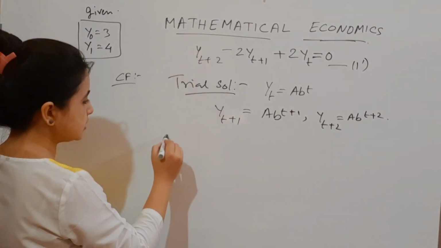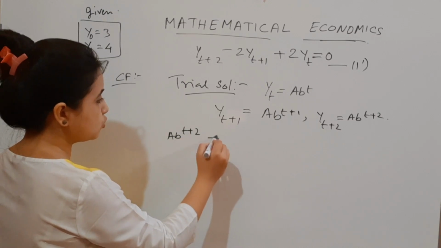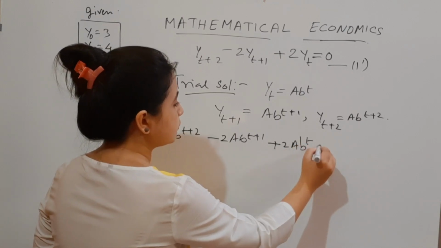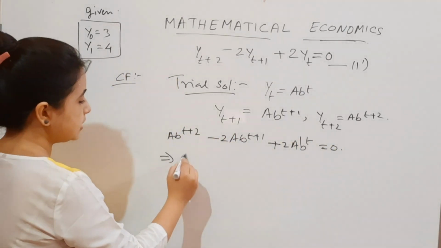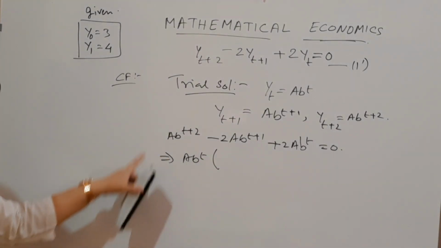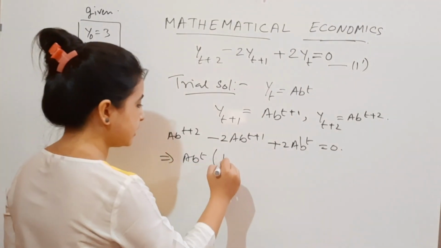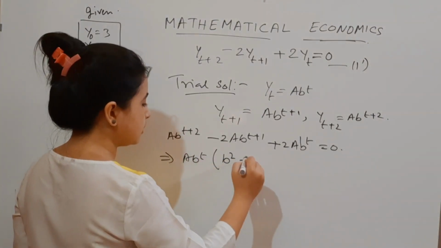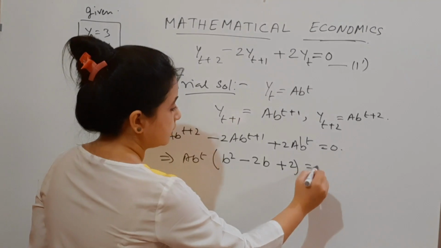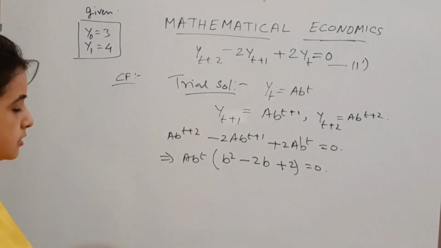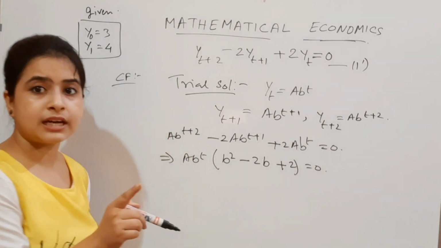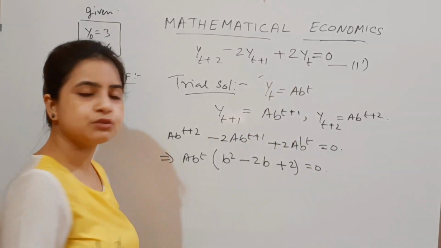If I substitute this, then A b to the power t+2 minus A b to the power t+1 plus 2 A b to the power t is equal to 0. We can take a common factor, that is A b to the power t. Taking this as the common part, we are left with b squared minus b plus 2. This A b to the power t cannot be equal to 0, because if that is equal to 0, then obviously we cannot take up this trial solution.